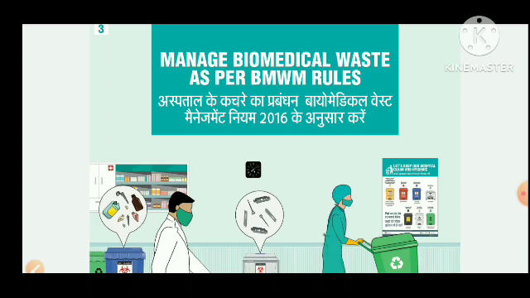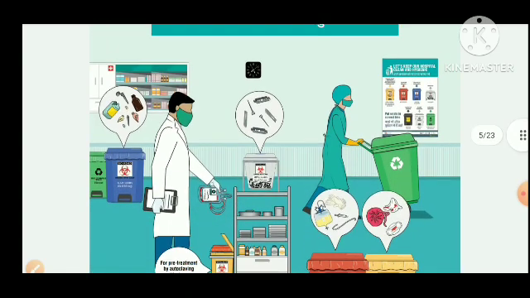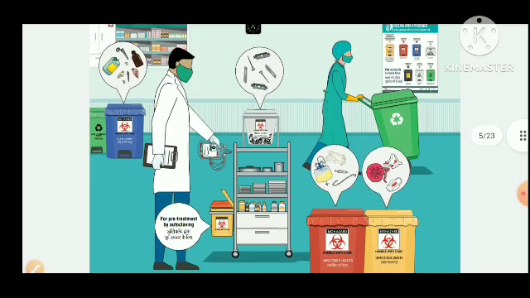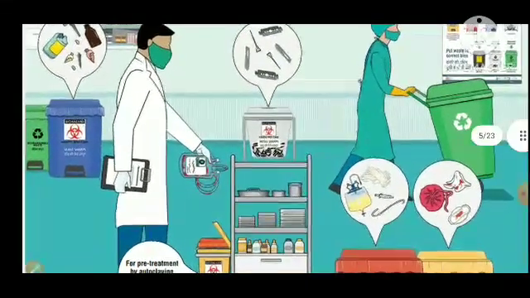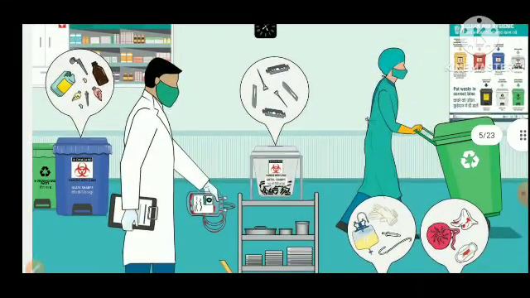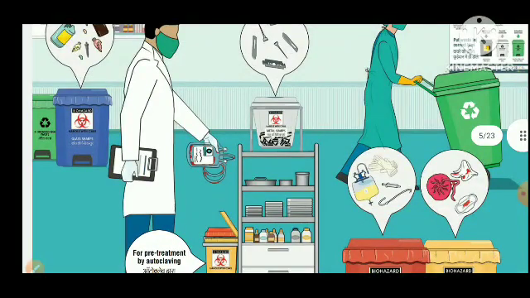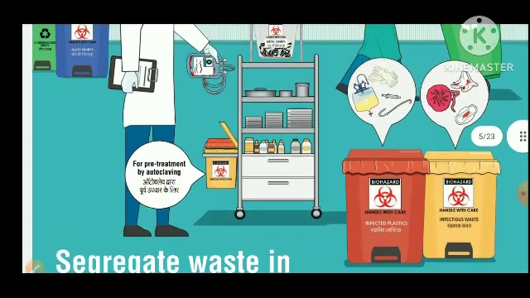So the next is manage the biomedical waste as per the rules. You can see that the glass sharps are kept in the blue one. Here it is. Then white metal sharps are kept here, that is the metallic sharp things. Then below you can see that for pre-treatment, autoclaving is done and infected plastics are kept in the red bin. Then infectious waste is kept in the yellow bin.